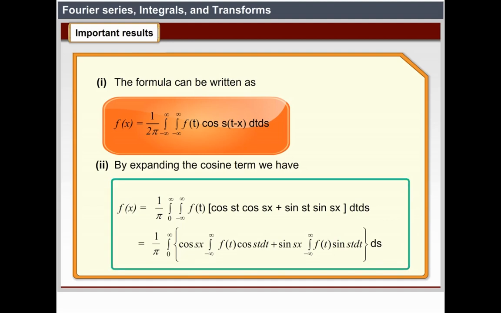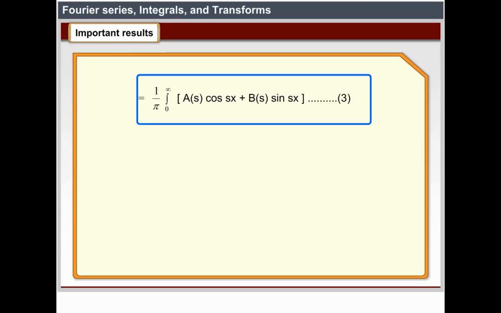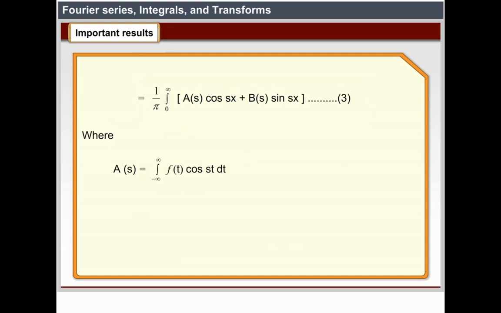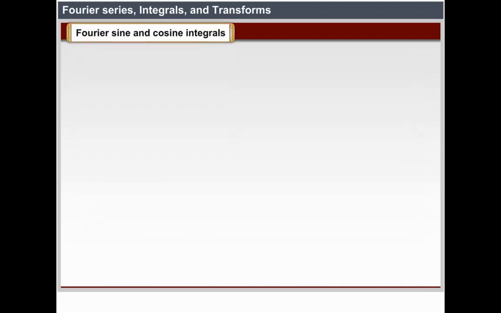First we integrate with respect to t. While we integrate with respect to t, we keep the function with respect to s as constant. That's why we separated the integration there. Equal to 1 by pi integral 0 to infinity a of s into cos sx plus b of s into sin sx, where a of s equal to integral minus infinity to plus infinity f of t into cos st into dt, b of s equal to integral minus infinity to plus infinity f of t into sin st into dt. Fourier sine and cosine integrals.